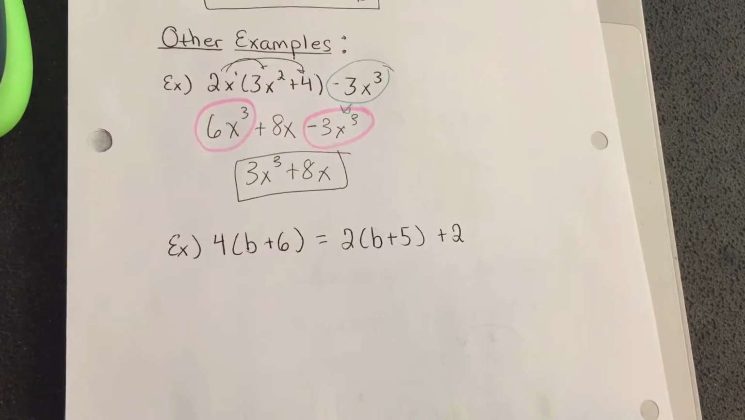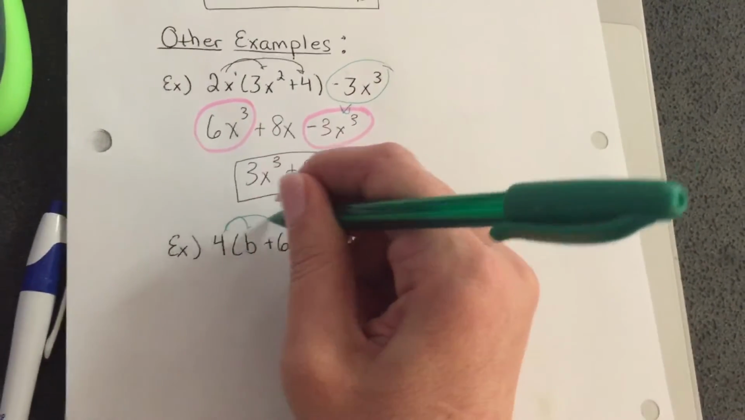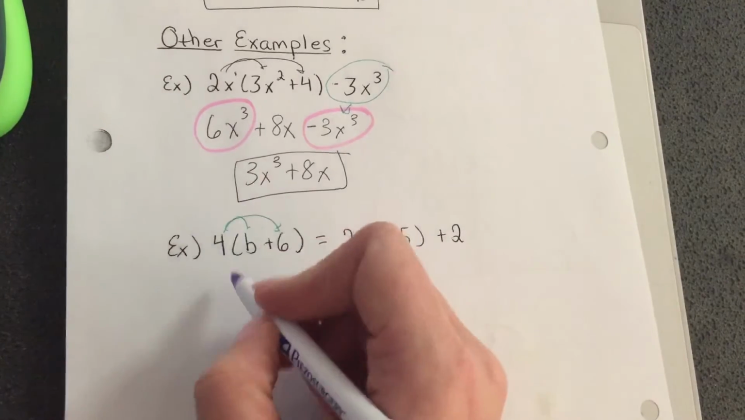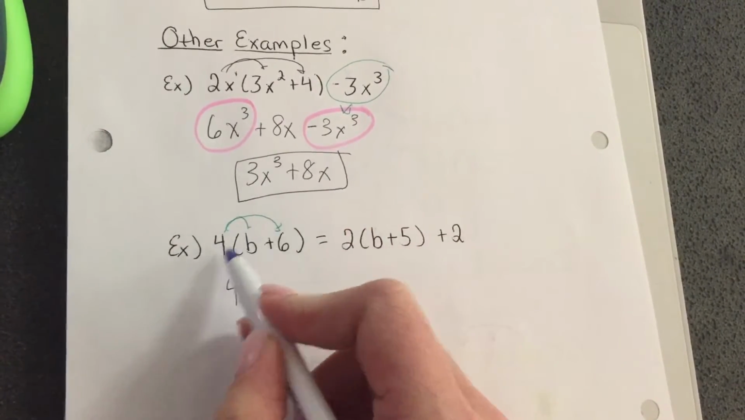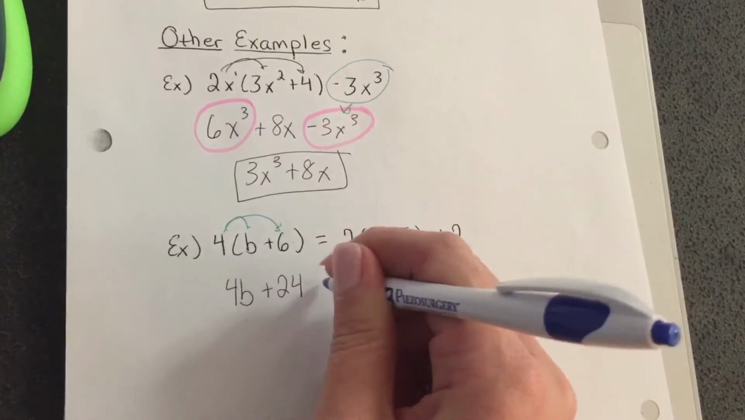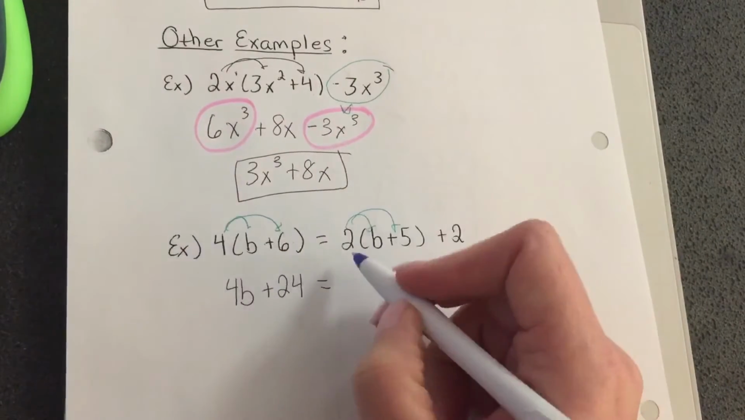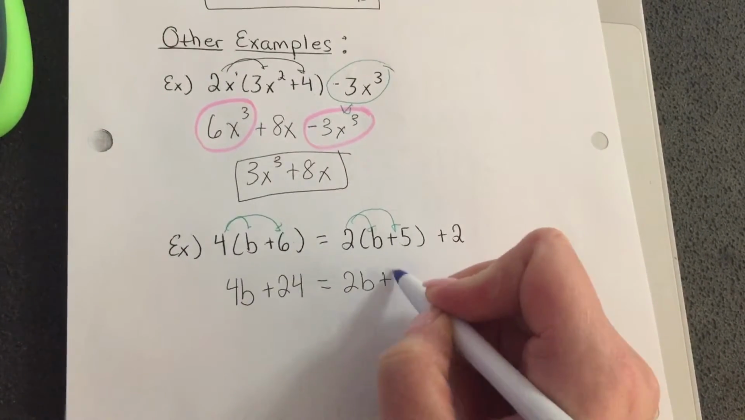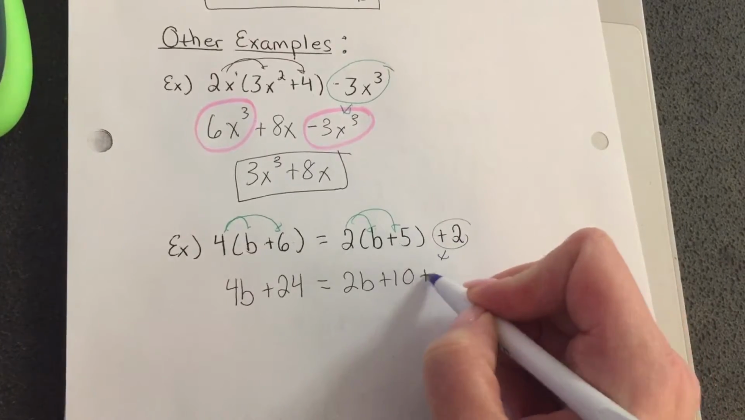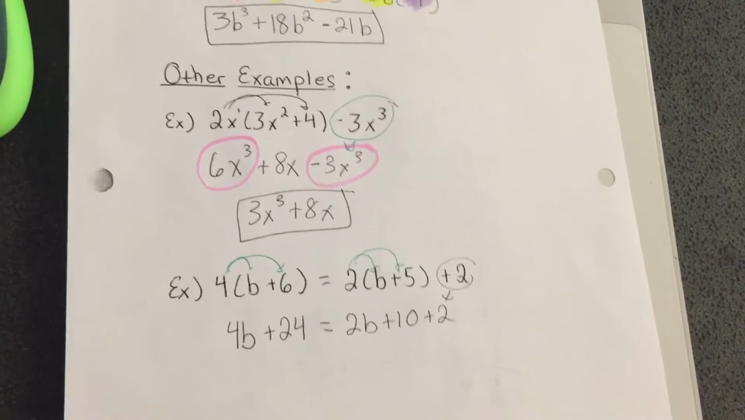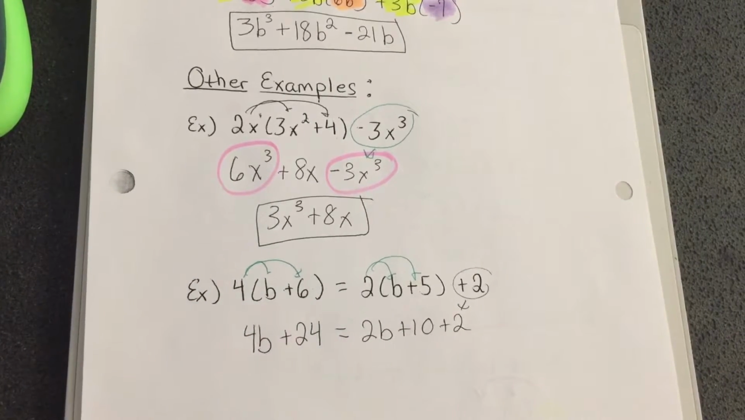All right, so this last one, we are going to, once again, we see parentheses, and anytime we see parentheses, that means you have to distribute, all right? So 4 times b is 4b. 4 times 6 is 24. We're going to distribute the 2 to the b and the 2 to the 5. 2b, 2 times 5 is 10, and we just bring this little guy down, plus 2. You see how I'm doing the exact same thing, it's just a simpler example, I guess. Okay, so now combine like terms.